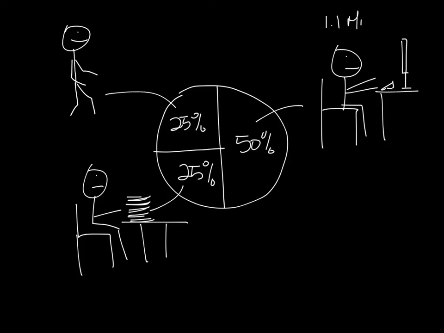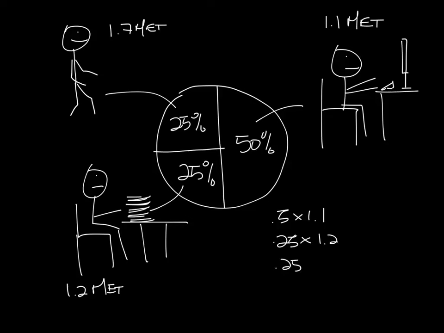Typing is 1.1 MET, filing paperwork while you're sitting is 1.2 MET, and wandering around the hallways or walking slowly through the office is 1.7 MET. So it'd be 50% times 1.1 plus 25% times 1.2 plus 25% times 1.7, which gives you an average MET of 1.2 for an office worker going throughout their day.